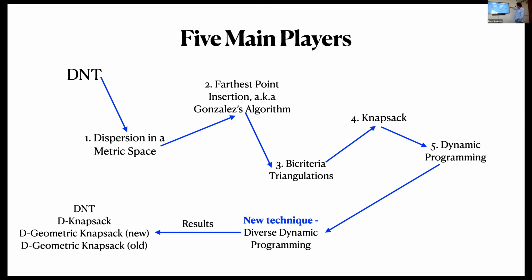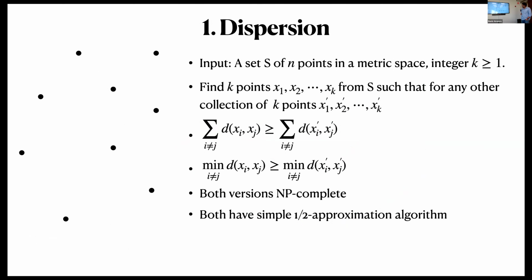So after the 5 players, we actually get a new technique that we're calling diverse dynamic programming. The title of this talk is Diverse Triangulations and Geometric Knapsacks, but the technique we develop can be used for a lot of other problems that in the classical algorithms course could be solved using dynamic programming. For many problems for which you have dynamic programs, we can do diverse dynamic programming and get these diverse results.